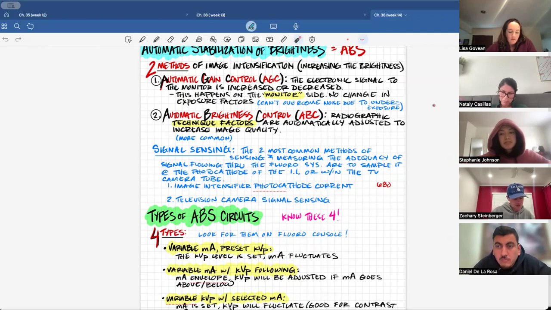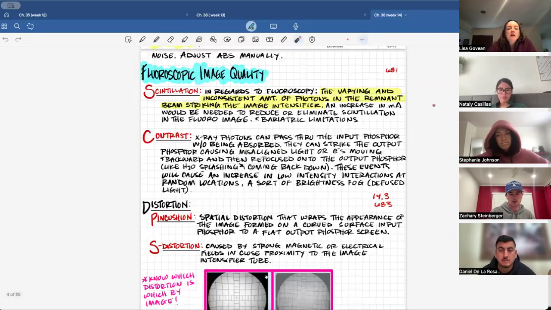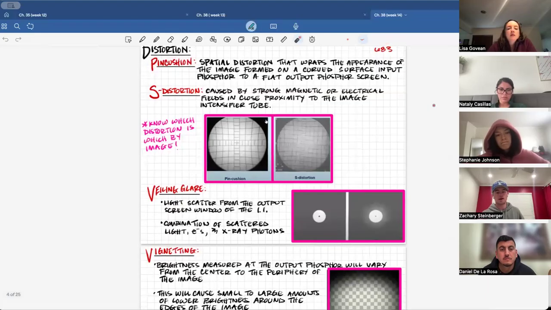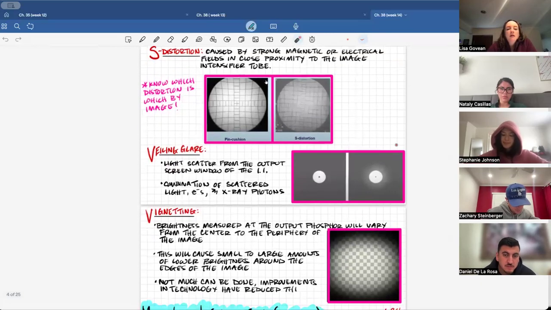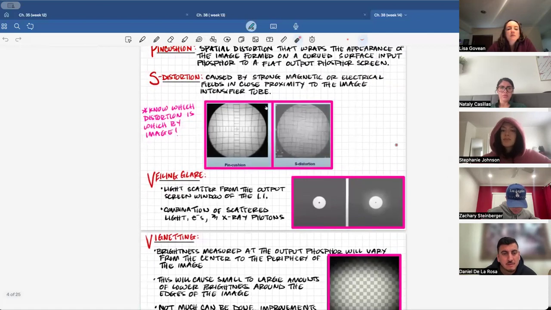I thought the images that he posted of distortion in the lecture slides were very helpful, because there are no real images in the textbook. It makes sense when he posted those and talked about it. I thought that was very helpful if anybody's having trouble on those. These ones were really good also, nice images, like veil glare.